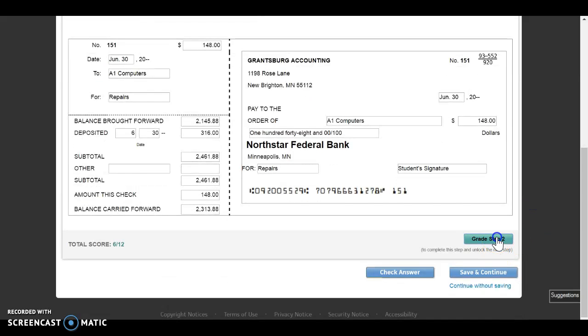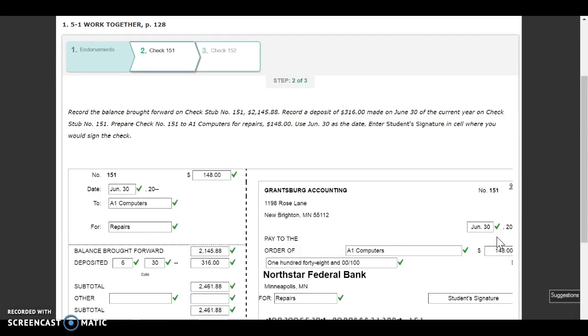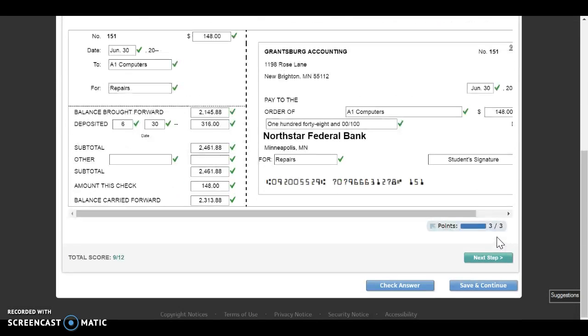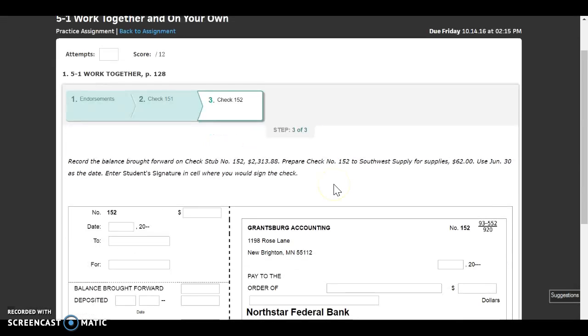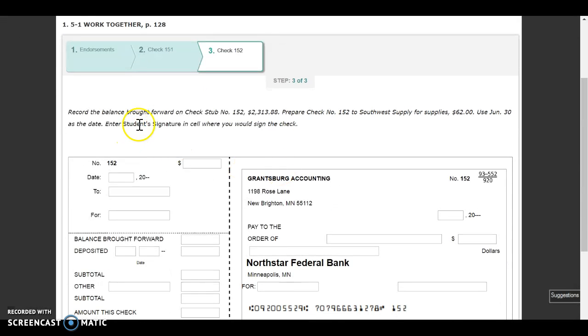Go ahead and grade step 2. And we'll move on to our next step. Step 3, it says we're going to record the balance brought forward on check stub number 152, $2,313.88. We're going to prepare check number 152 to Southwest Supply for supplies, $62, and then use June 30th as our date. Enter signature or student signature in the cell where you would sign.